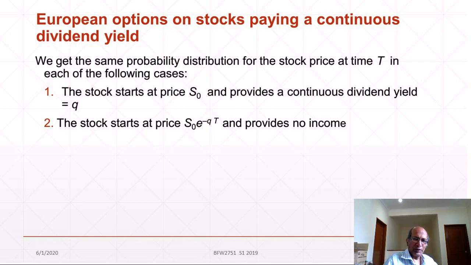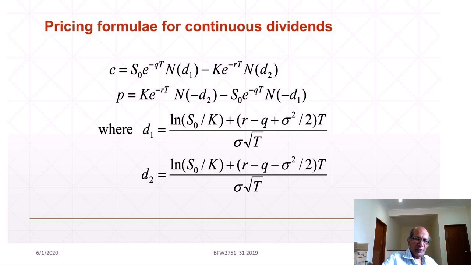Let's have a look at one example here. Let's say the pricing formula for a continuous dividend is here: S0 exponential to minus Q times T, and the rest of it times N(d1), minus K e to the power of minus RT, N(d2), is the same. So this is the call equation, and the put equation is the same thing. Where it has an effect is only the S0 part of it. So the S0 part is adjusted by discounting with the Q.